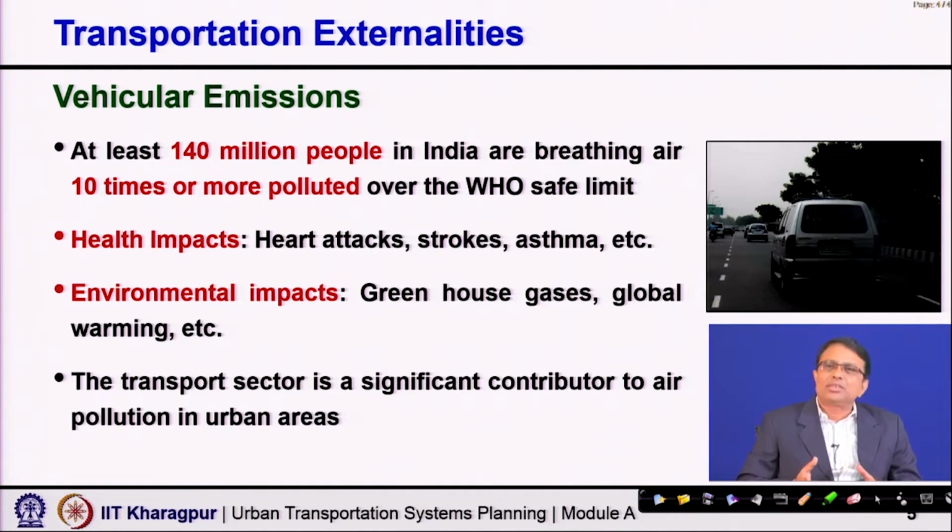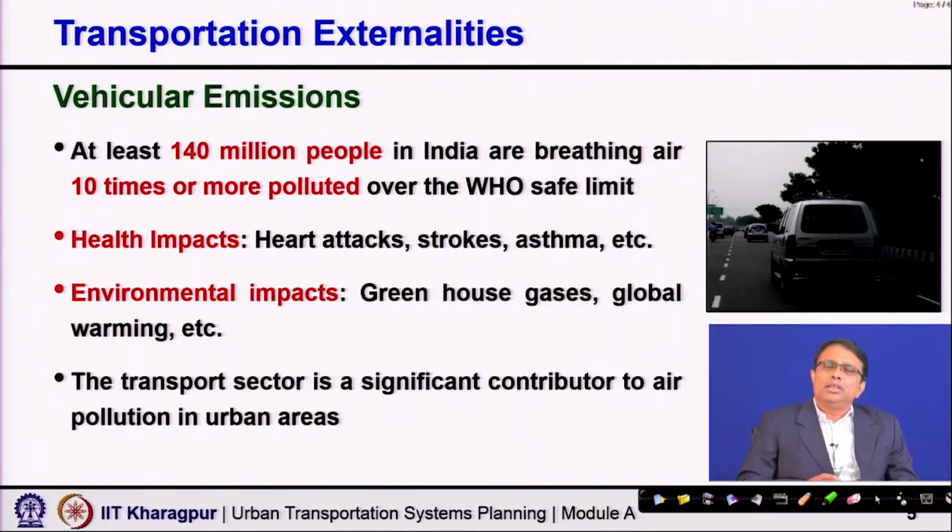One major concern is the health impact. If you look at the urban areas now, the number of heart attacks, the number of strokes, the number of chest related issues, asthma, these are very common, and one major contributor and one major reason is basically the air quality, poor air quality.